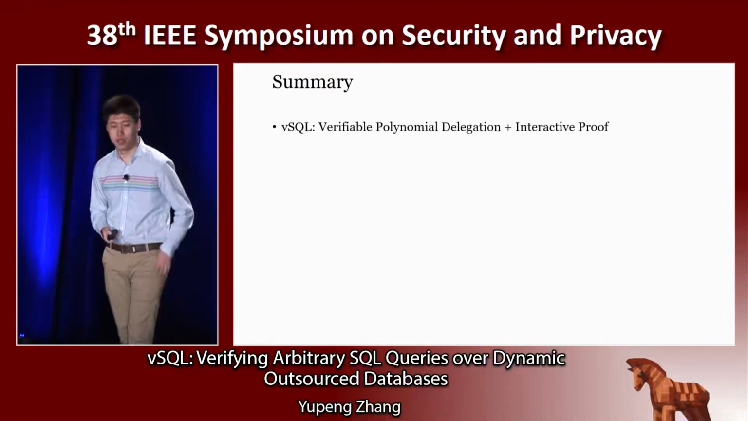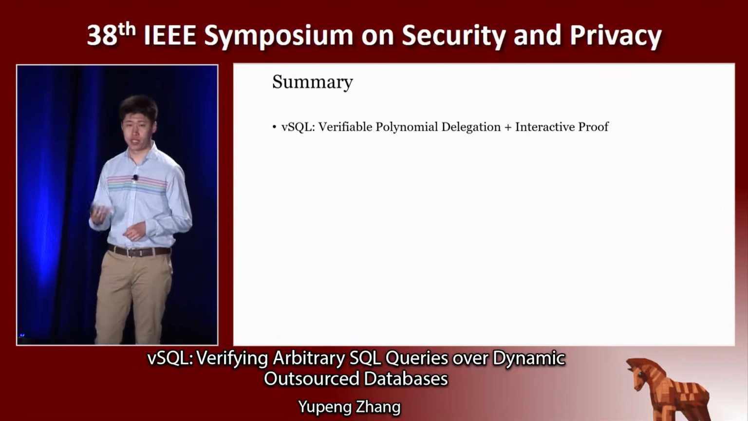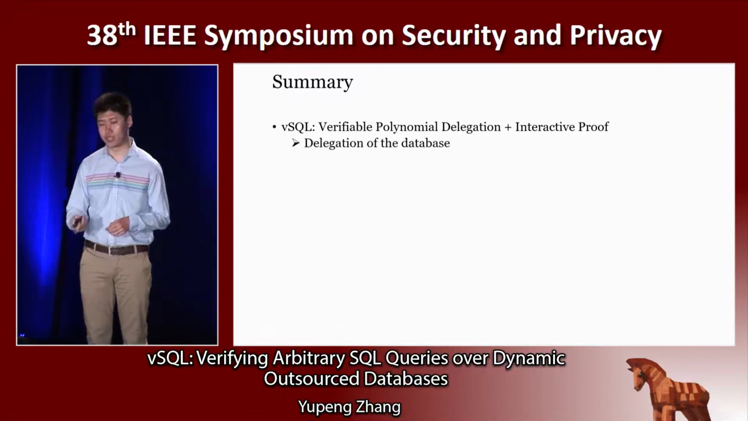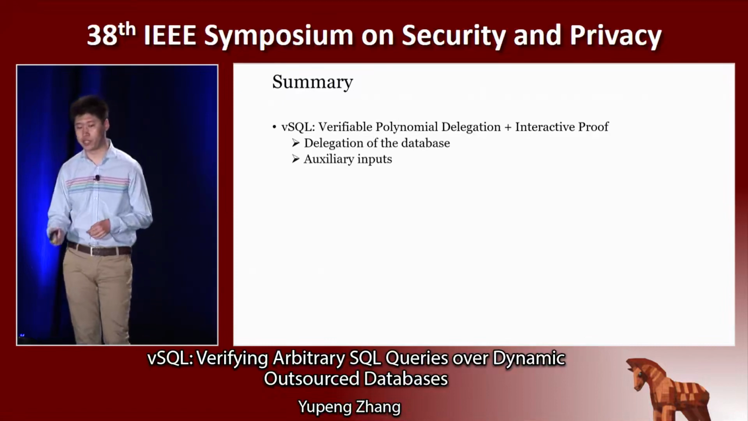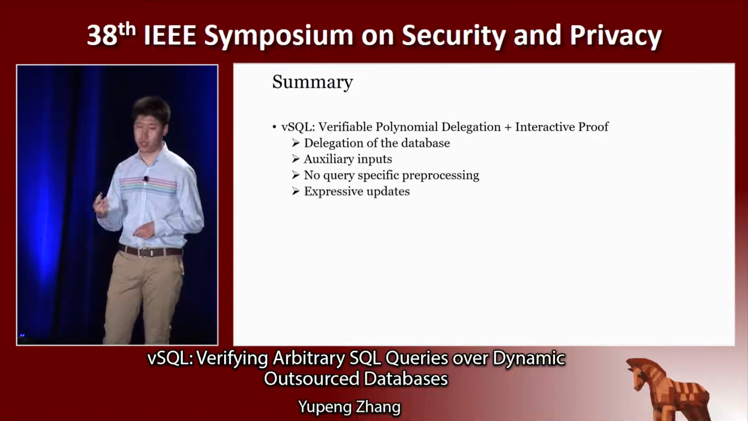So to sum up, on the theory side, we propose a protocol for verifiable polynomial delegation. Using it together with interactive proof, we have a verifiable database system that can support delegation of the database, auxiliary inputs. We have no query-specific preprocessing, and we can support expressive updates.